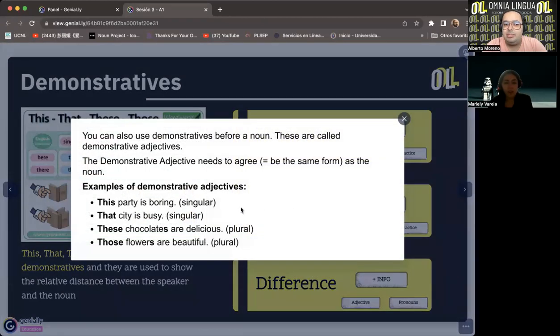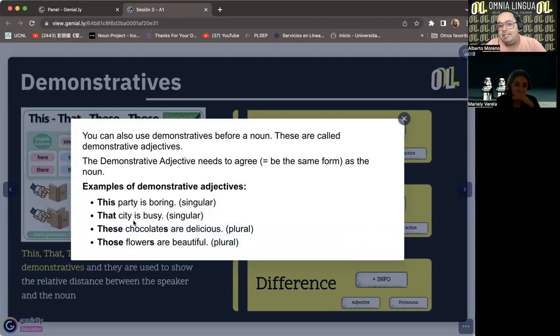And what happens with the demonstrative adjectives? Well, the demonstrative adjectives are the same words. The only difference is that we use them before a noun. For example, this party, that city, these chocolates, those flowers, okay? Party is a noun, city is a noun, chocolates noun, flowers noun, okay? You can see here we don't have the verb. We have a noun. This party is boring.